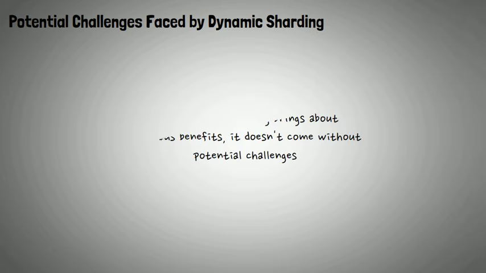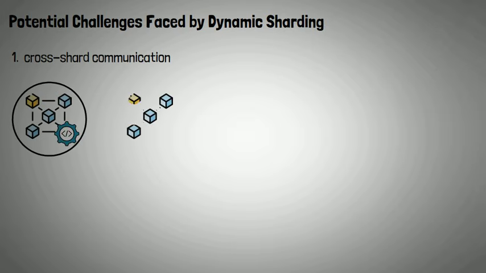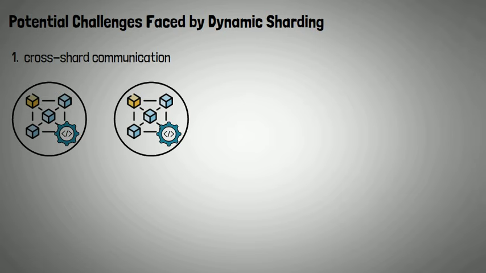Here are a few. First up is cross-shard communication. Imagine each shard as an isolated island. Now, transactions occurring within an island or a shard are easy to handle. But what happens when a transaction needs to take place across two different shards or islands? This cross-shard communication can be complex and difficult to manage, resulting in potential latency issues.